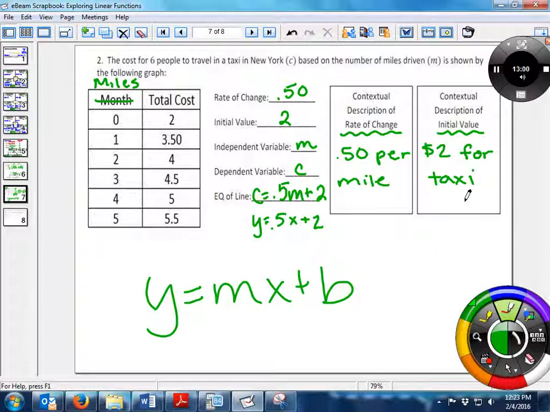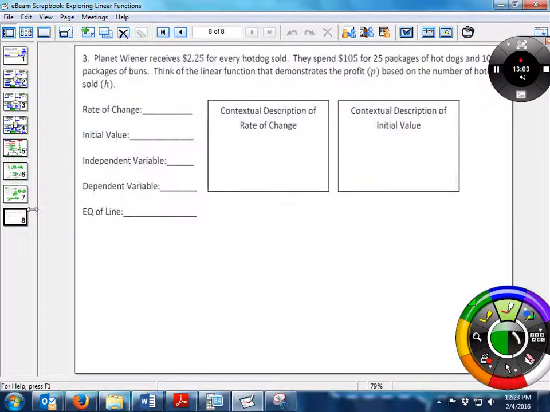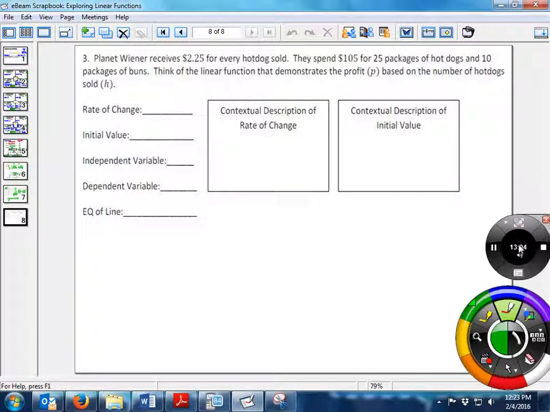And there you go. And the last problem. Okay, this one I would like you to do on your own. Read the problem, fill in each of the answers and the contextual description. Play the video when you're ready.